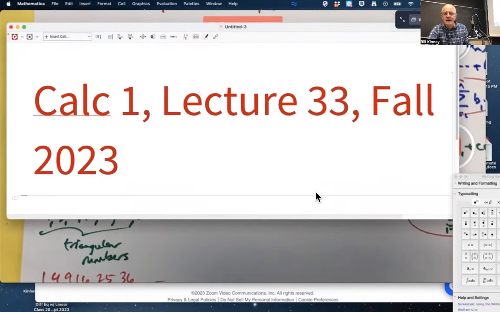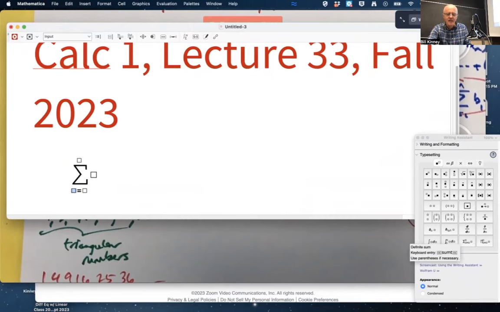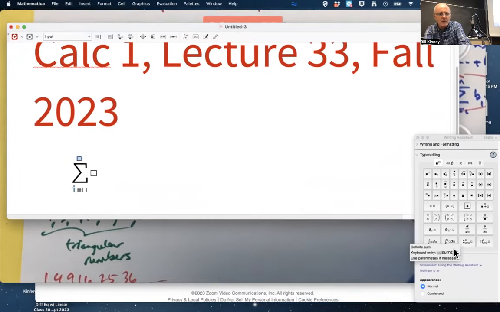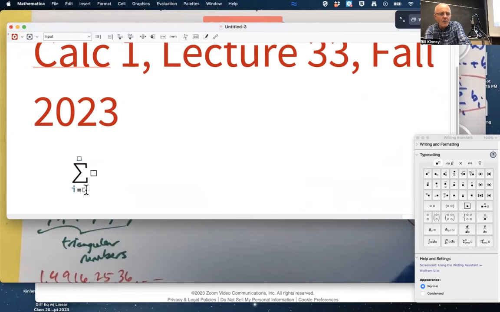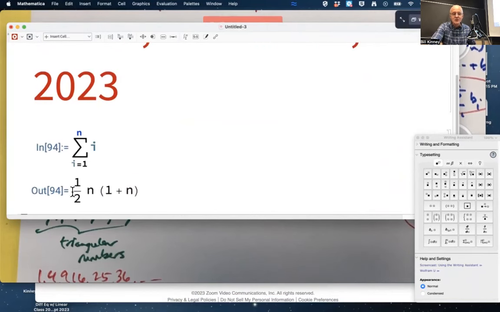Mathematica, please tell me. Summation, i goes from 1 to n. By the way, to get to these different boxes, I'm just tabbing. This represents adding up the first n positive whole numbers: 1 plus 2 plus 3 plus 4, etc., through plus n. What does it equal? Do you know, Mathematica? You do. 1/2 times n times n plus 1.